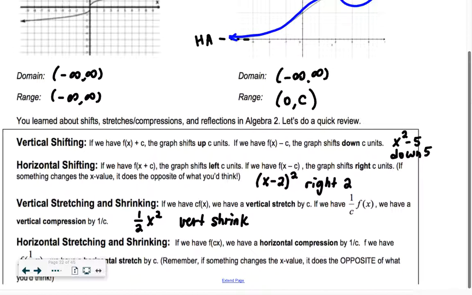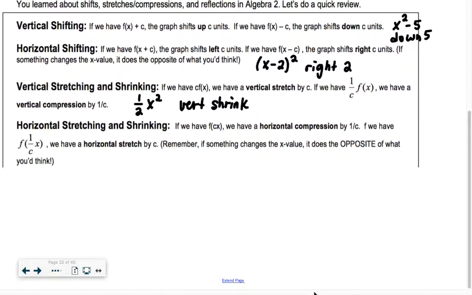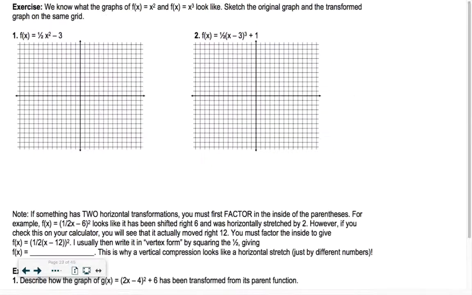Horizontal stretching and shrinking, it's affecting the x value. So it does the opposite of what you think it does. It's inside parentheses with the x, so you might see (1/3 x) and then squared. That would be a horizontal stretch. Does that make sense? So it does the opposite of what it says. So if it says 1/3, you're multiplying by 3. So let's try some of these.